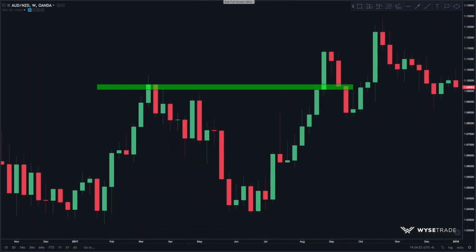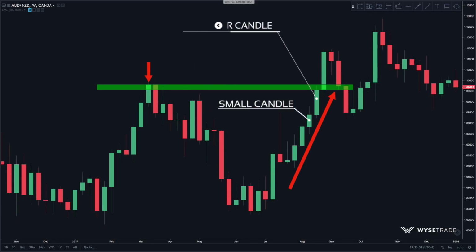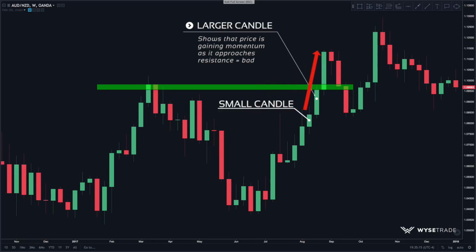Here's the Aussie Kiwi. As we look to the left, this is a clear level of resistance. Now, look what happens when price approaches this area again. We have a small candle, but then the following candle is a large candle, which shows a gain of momentum. You do not want to see momentum gaining as it approaches these key levels, because if price doesn't slow down, there's a high chance it will break right through these levels.